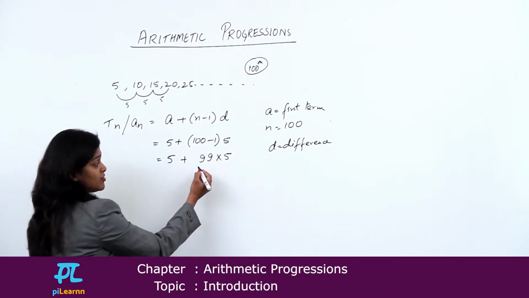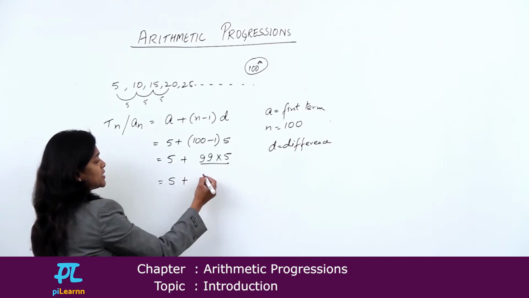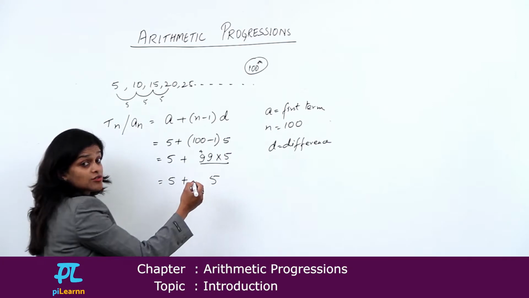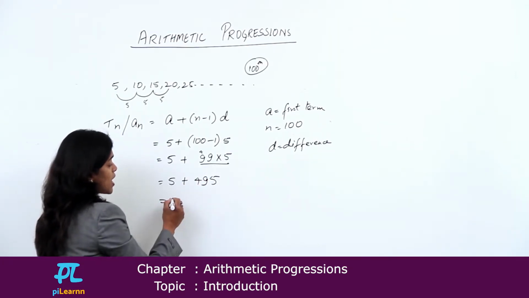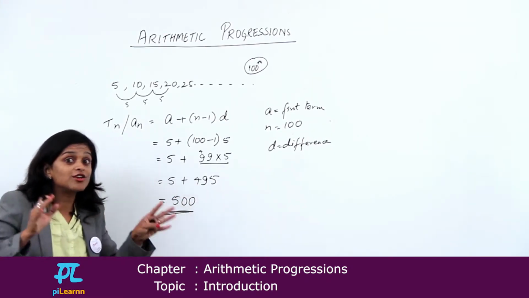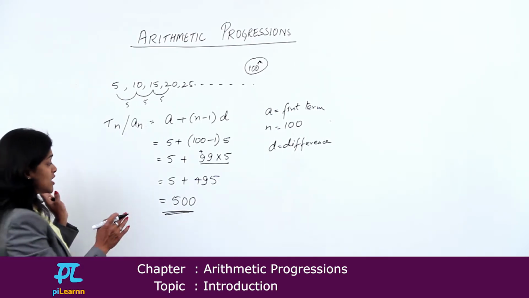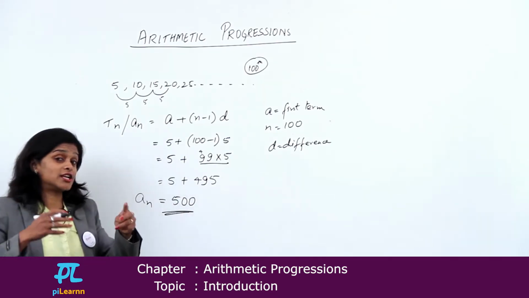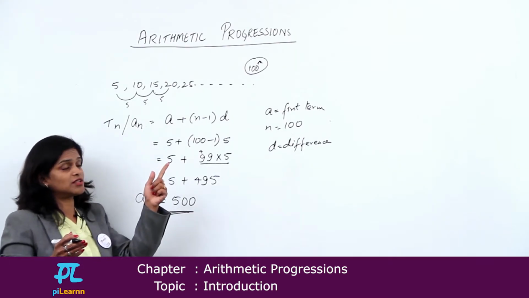Be careful, again we have a BODMAS here. So that becomes 5 plus 9 5s are 45. 4 carry. 9 5s are 45 plus 4, 49. So you are going to get 500 rupees on the 100th day. Did you understand? It's so nice that you can directly tell your dad that you are going to get 500 rupees on the 100th day.